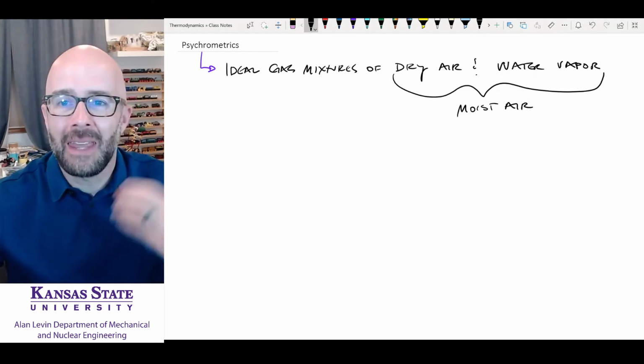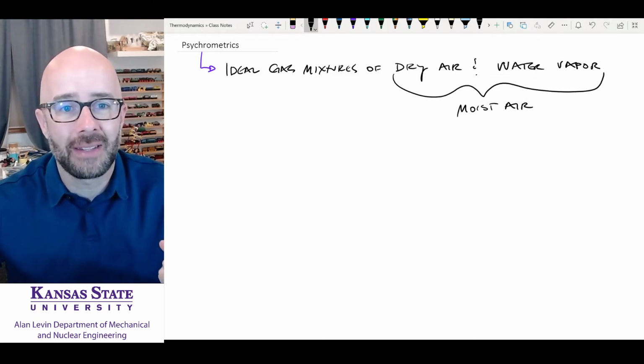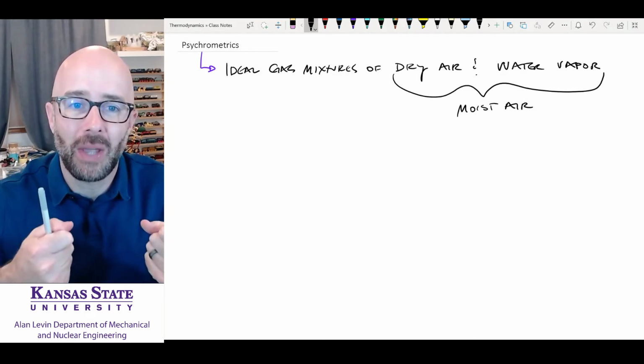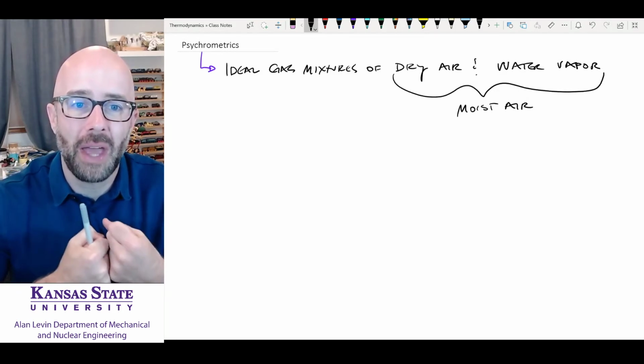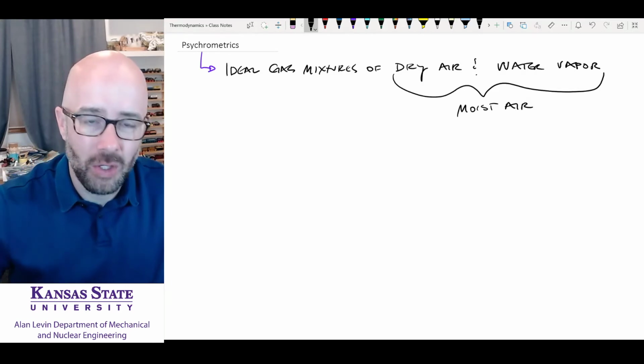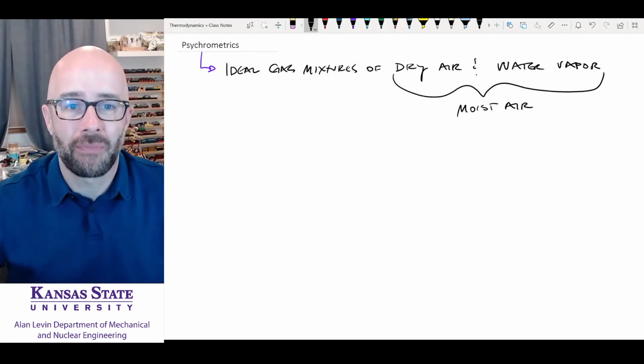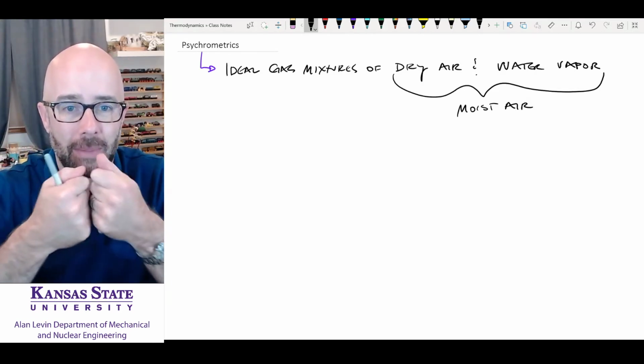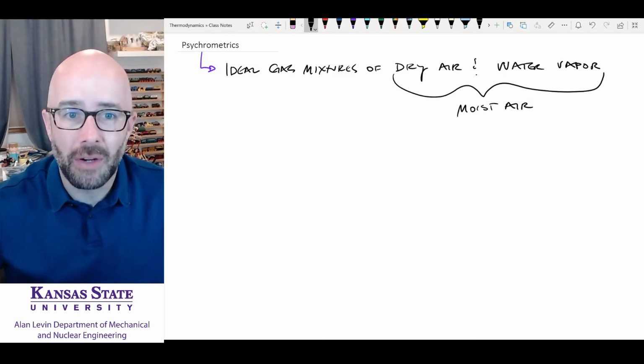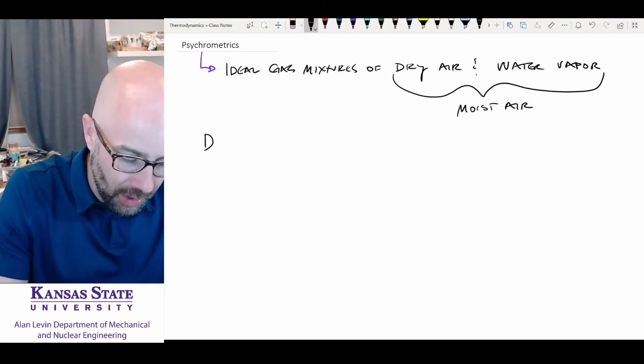But again, in this mixture, the dry air acts as an ideal gas, and the water vapor acts as an ideal gas. It's a low partial pressure, so they're both acting as an ideal gas together. And so this is a binary mixture, 2 things we're going to be adding together there. And we're going to follow the Dalton model. So let's write here the Dalton model.